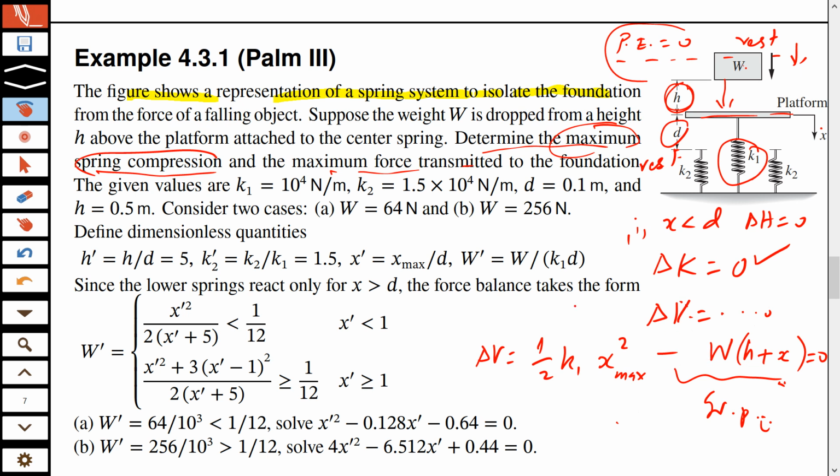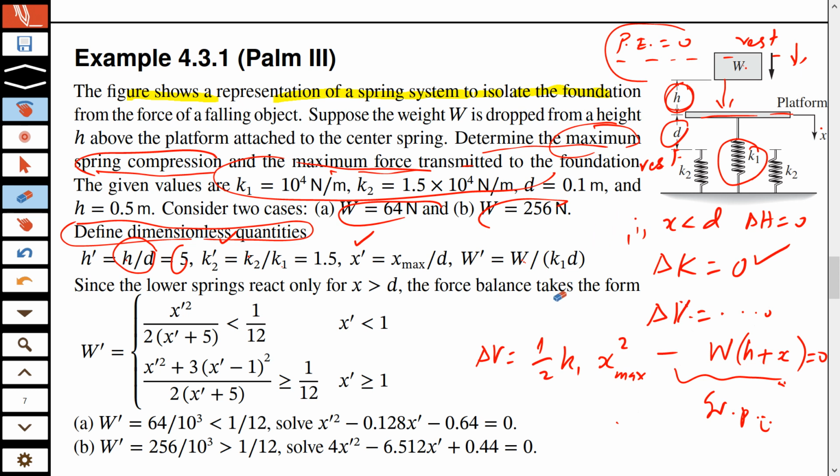Now if you want to plug in all these different values, this can get complicated. So what I have done is, you have to look carefully when you read these slides at home, I have tried to divide like quantities by like quantities. So if you divide h by d, height by d, you get a non-dimensional number. If you divide k2 by k1, you get a non-dimensional number. Similarly, if you divide x max by d, you get a non-dimensional number. And if you divide the weight by k1 d, remember k1 d, k times d, will have the units of force because of restoring force.